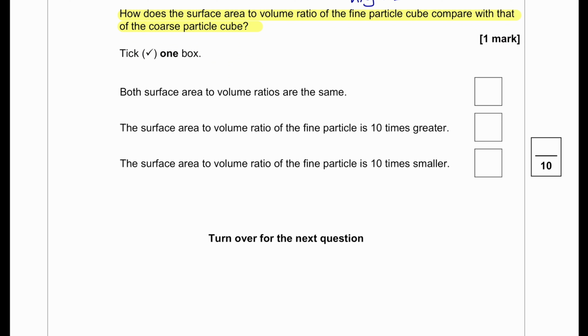Both surface area to volume ratios are the same? No, coarse particles are going to have less surface area compared to the volume. Surface area to volume ratio of the fine particle is 10 times greater. Yes, it could be 10 times greater, definitely. Surface area to volume ratio of the fine particle is 10 times smaller? So it's definitely not smaller, it's going to be greater.